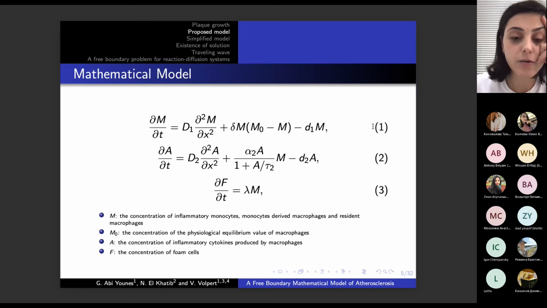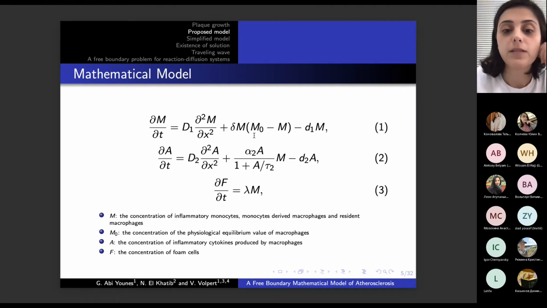In equations 1 and 2, the last two terms are for the reaction part. Let me explain these terms one by one. This term, delta M multiplying M0 minus M, refers to the proliferation of macrophages. And here M0 is the concentration of the physiological equilibrium value of macrophages.